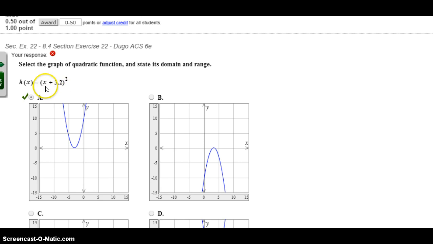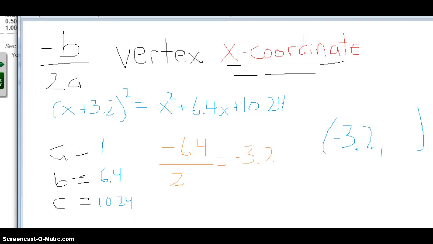For this one, let's start by expanding that out. Actually do the squaring. So if you do the x plus 3.2 and you square it, use the FOIL to work that out. You'll get x squared plus 6.4x plus 10.24. So the number in front of x squared is a 1, in front of the x is a 6.4, and then the c is a 10.24.